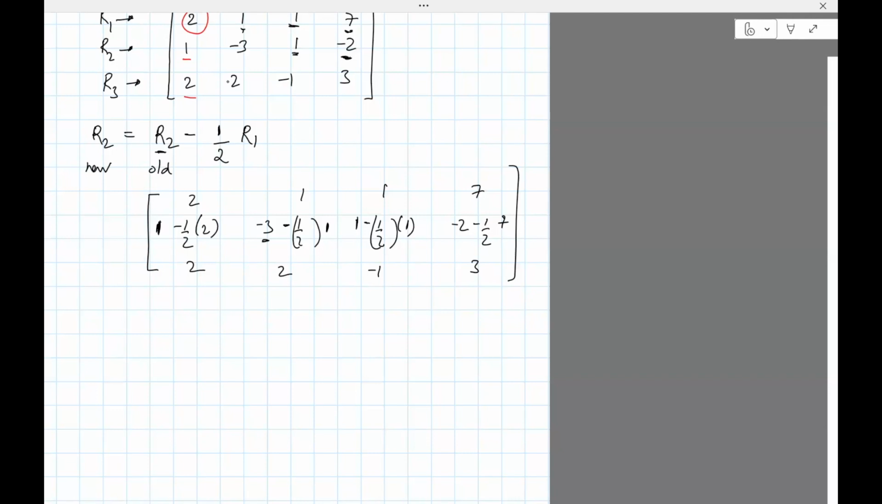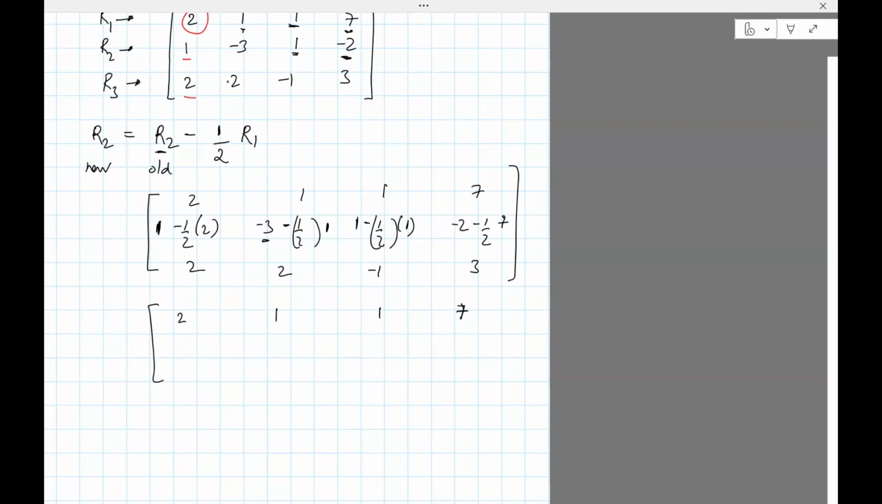Okay, now as you do this faster, you don't have to do this the way I've drawn it. You can just figure it out in your head and write it down, or use a calculator to figure it out and write it down. So what you get here is 2, 1, 1, 7. First row is unchanged.